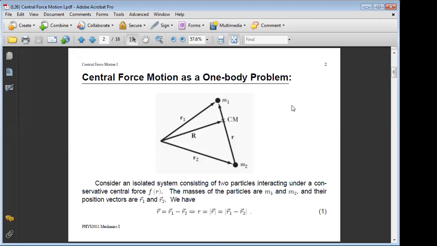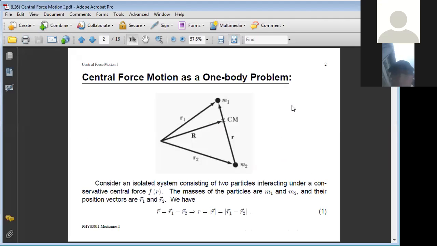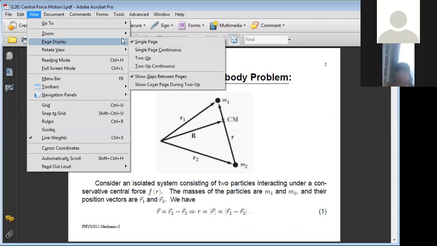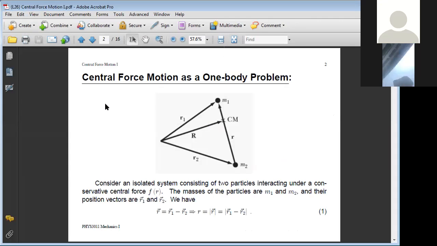I will try to reiterate a little bit about what we discussed last time, and also add more details on it. The central motion, the central force motion. We start with an isolated system consisting of two particles interacting under a conservative force, a conservative central force.